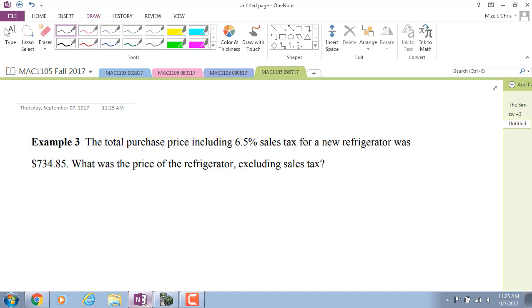The total purchase price, including 6.5% sales tax for a new refrigerator, was $734.85. That included the tax. What was the price of the refrigerator, excluding the sales tax, before we added that sales tax on?